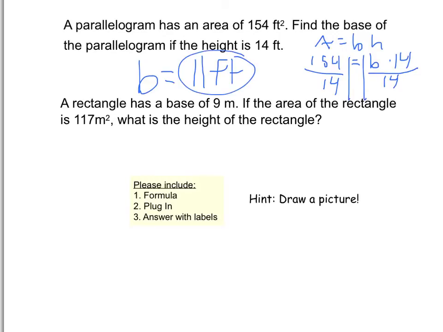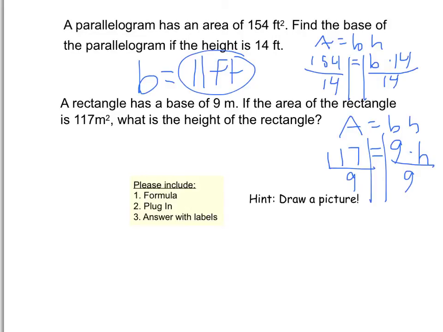A rectangle has a base of 9 meters. If the area of the rectangle is 117 meters squared, what is the height of the rectangle? So again, area equals base times height. This time I know my area is 117 and my base is 9. I don't know my height. So I'm going to divide by 9 on both sides. On the right hand side, I'm left with just my height. On the left, I get an answer of 13. So that height is 13 meters high.